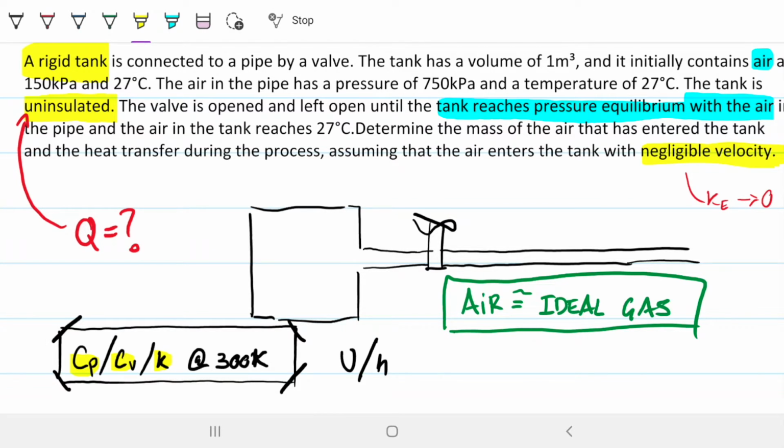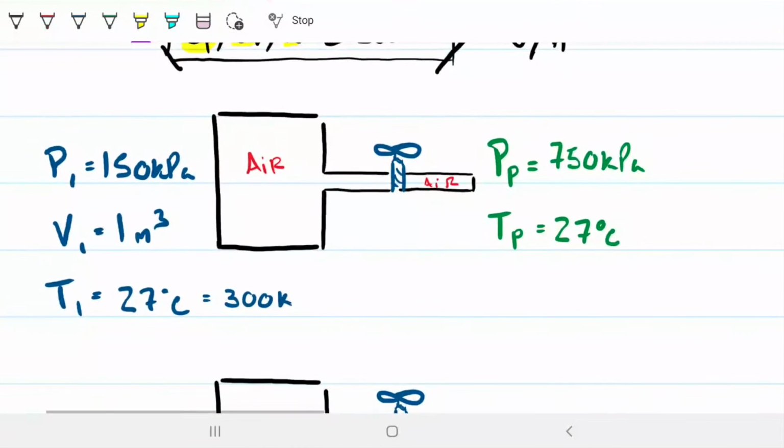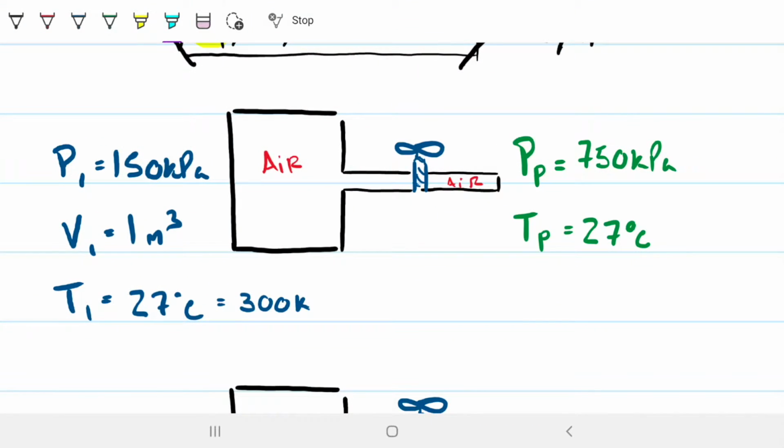Okay, but now I drew some situations here, and I want to talk about what's going to happen. So this is the initial situation. I just drew a little bit of the pipe, but pretend this is very, very long. So we have some air inside of the tank. We know some things about this fluid.